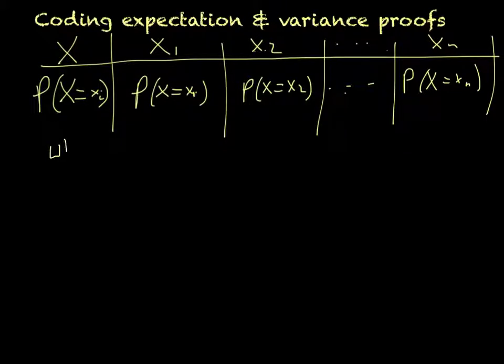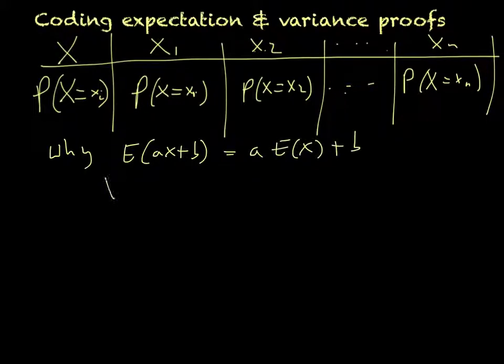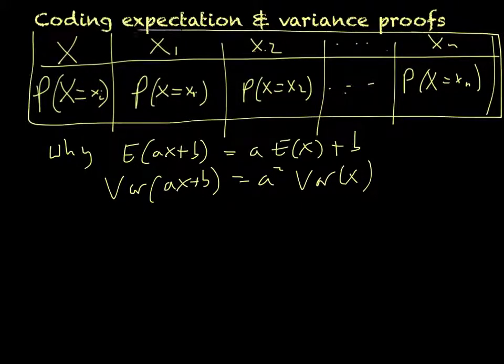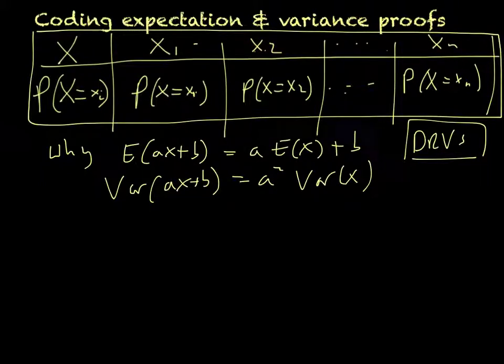Why E of ax plus b is the same as a E of x plus b, and why Var of ax plus b is the same as a squared Var of x. What you can see here, and what I've drawn, is a probability distribution table, and we're talking about DRVs, so discrete random variables. Our values of x range from x1 all the way to some number xn, where n is an integer.